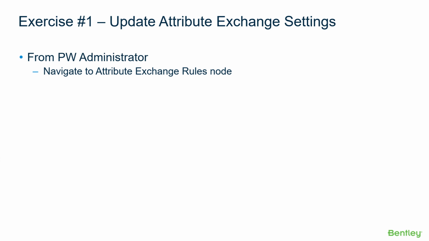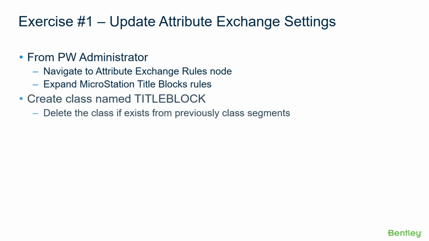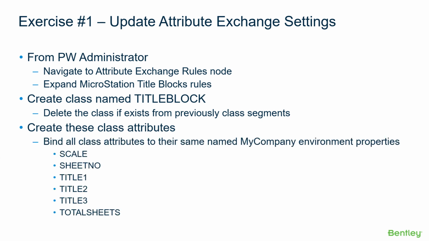For exercise one in this course, we will create a MicroStation title block class and class attributes. From ProjectWise Administrator, we'll navigate to the Attribute Exchange Rules node. We'll expand MicroStation title block's rules. We'll create a class named title block. If one already exists from previous class segments, we'll delete it. Then we'll create these class attributes, and we'll bind the class attribute to the same name, company environment properties. We'll create scale, sheet number, title 1, title 2, title 3, and total sheets.